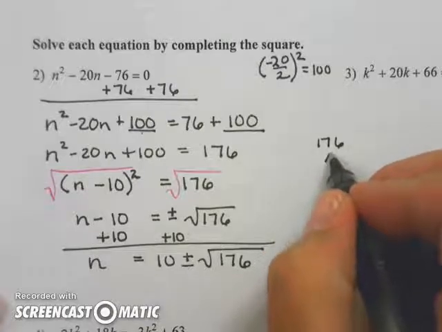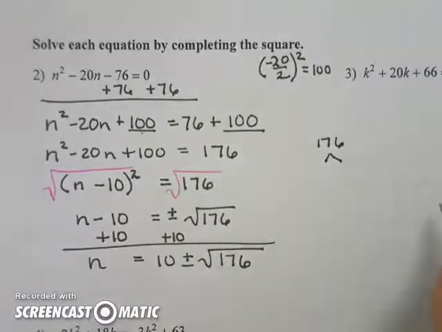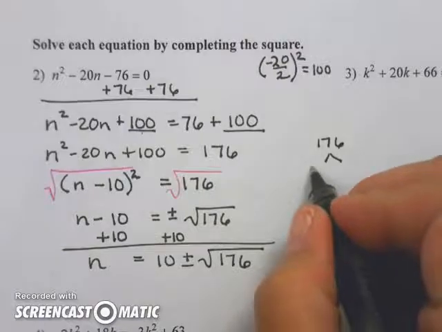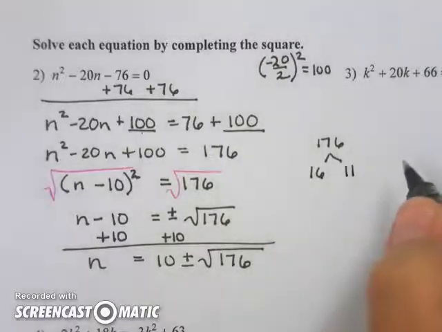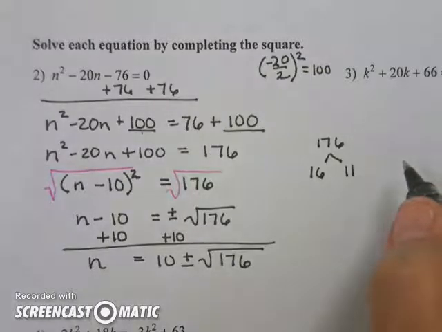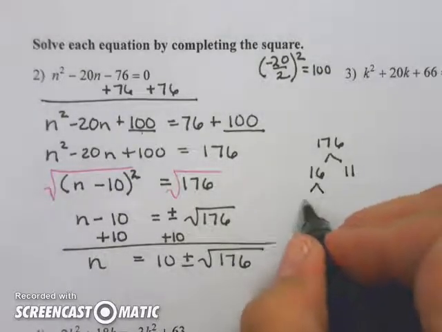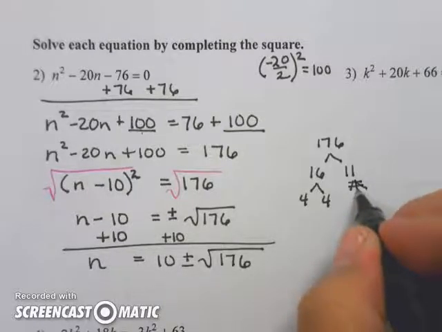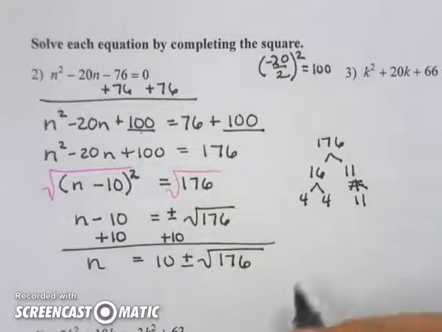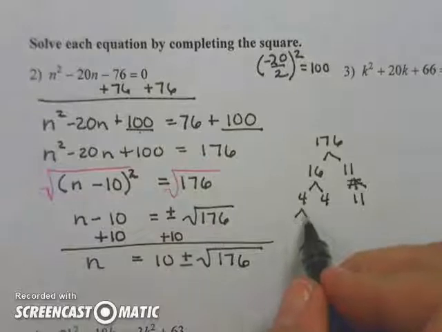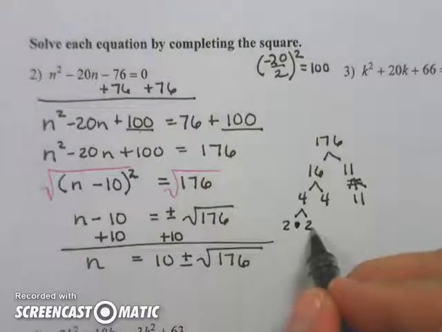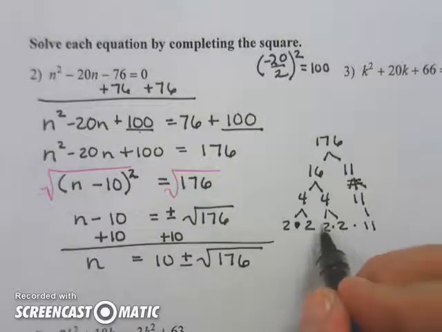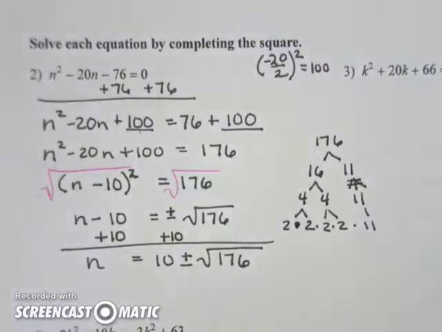So I have to think. 176. What multiplies to give me that? Well, I do believe that 16 times 11 is 176. If I keep breaking that down, 11 only breaks one way. 16 is 4 times 4, 2 times 2 times 2 times 2, and then my 11. What I have done is brought this down to its prime factorization.